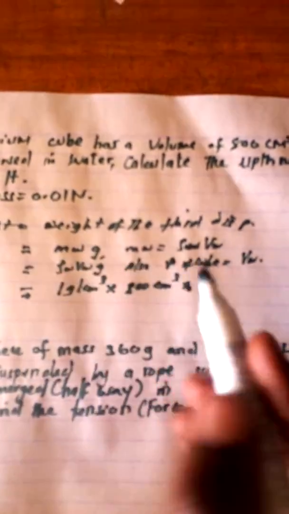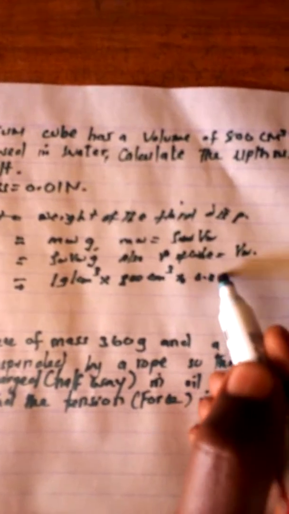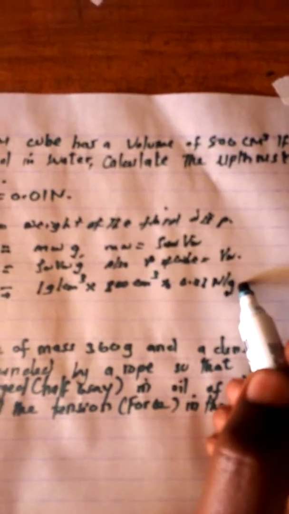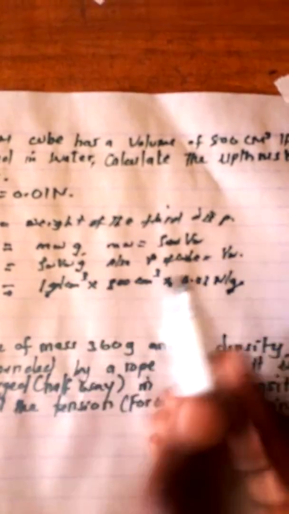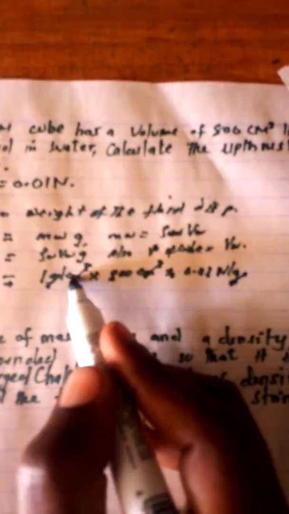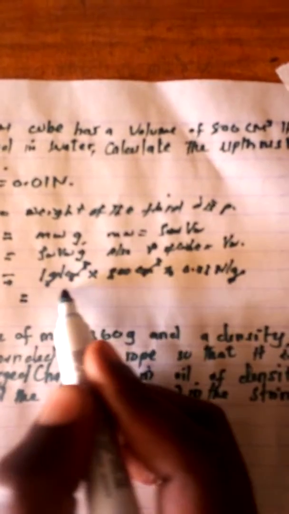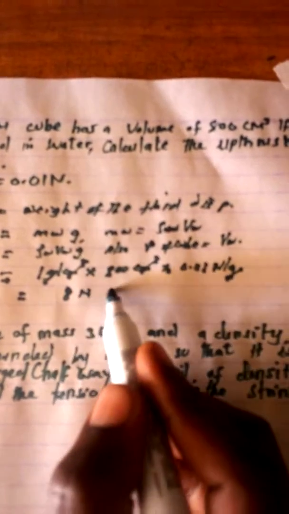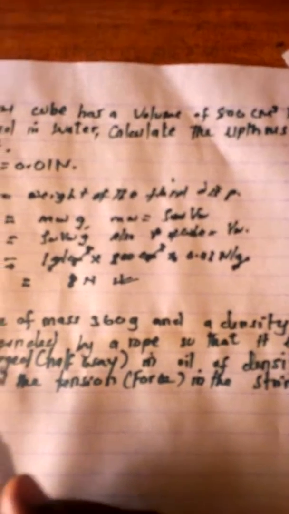It is given as 0.01 Newton per gram. So the gram and gram cancel out, cubic centimeter and cubic centimeter cancel out. So the answer here will be 80 Newton. This will be our answer.